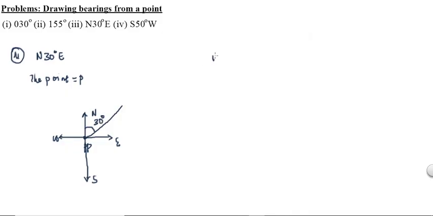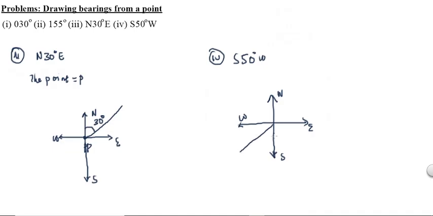For the fourth example, we are told to find the compass bearing of south 50 degrees west. We draw our cardinal points. This is north, this is east, this is the west, this is the south. So south 50 degrees west means that south is our reference point, and then we're measuring 50 degrees towards the west in the clockwise direction, so that our angle looks like this. 50 degrees towards the west, we have here as 50 degrees. So that's it for how to draw your bearings from your point.